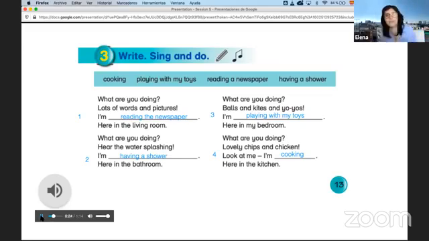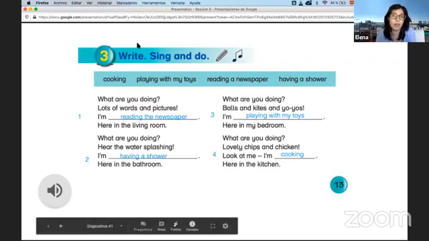What are you doing? Hear the water splashing. I'm having a shower here in the bathroom.